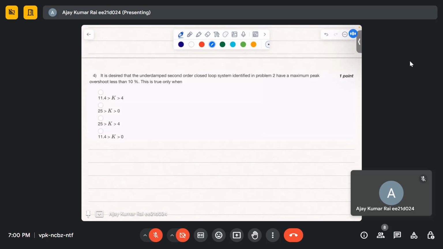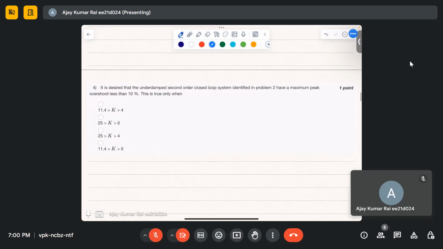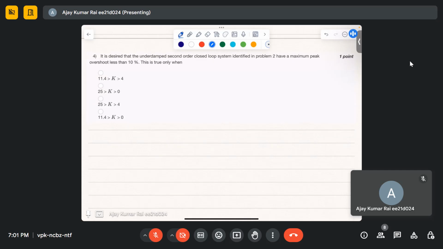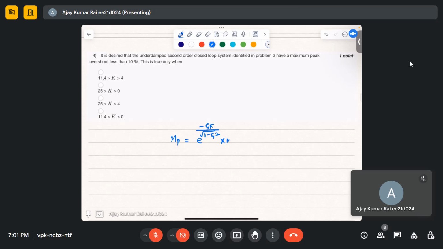It is desired that the underdamped second order closed loop system identified in problem 2 have a maximum peak overshoot less than 10%. This is true only when... Let's see, what is peak overshoot for a second order system? It is e to the power minus zeta pi by root of 1 minus zeta square, into 100%. This is the formula, and what you want is less than 10%. This is our requirement.